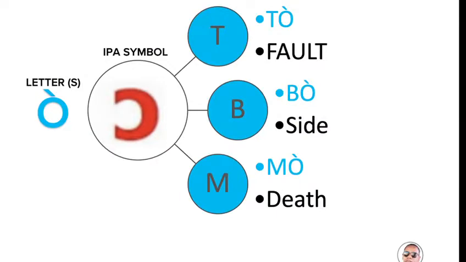Letter O, IPA sound O. T-O, to, which means fault. B-O, bo, which means side. Kiboye, which side are you on? M-O, mo, which means deaf.